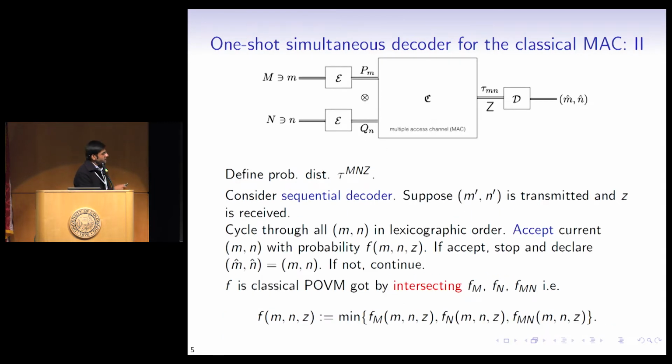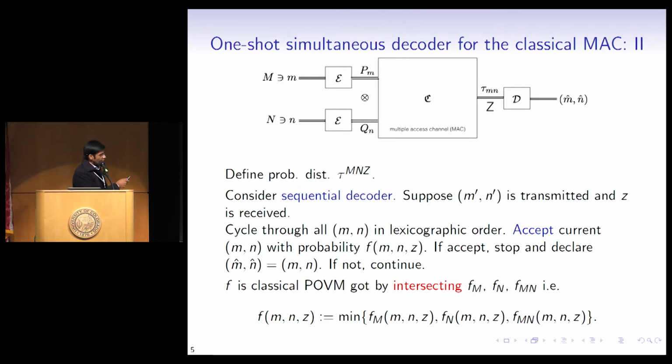Now let's see the sequential decoding strategy. Suppose m prime n prime was transmitted and z was received. For decoding, we cycle through all the pairs mn in a particular order, here the lexicographic order, and accept mn with probability f of m, n, and z. If I happen to accept, I'll stop and declare that my guess for the received message is m, n. If not, I'll continue. If I reach the end of my list, I'll abort the protocol.